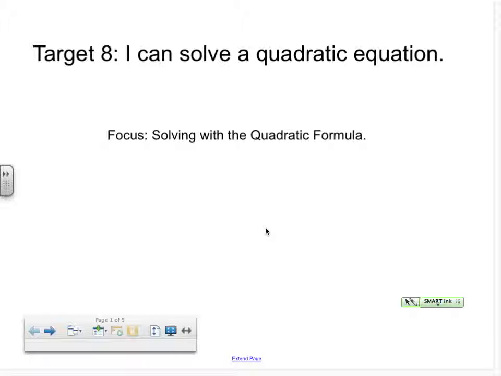Algebra 2, target 8. I can solve a quadratic equation. Last night's video, solving by factoring. Today, solving with the quadratic formula. Some of you have heard of this, some of you used it before.